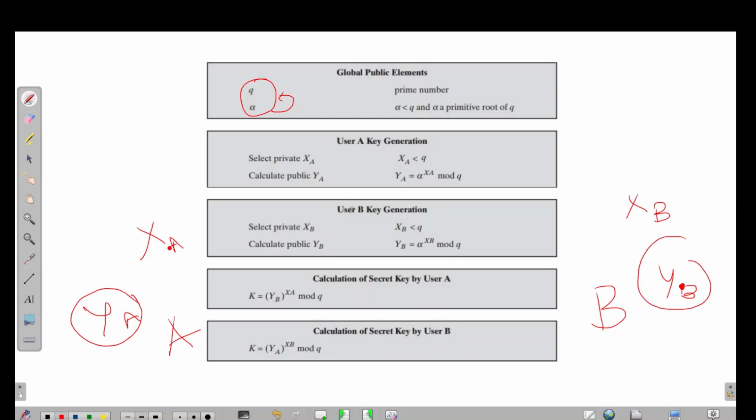So in the second and third steps, user A and user B generate their public keys. Then they exchange the public keys with each other. So A is aware of B's public key and B is aware of A's public key. And on either side, they calculate the secret key K by using this expression. So let us see one example.